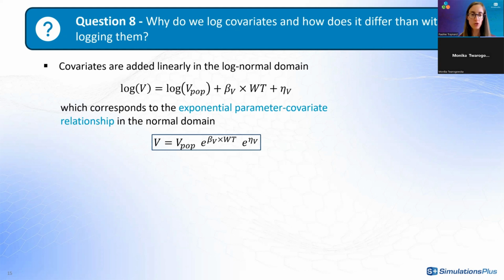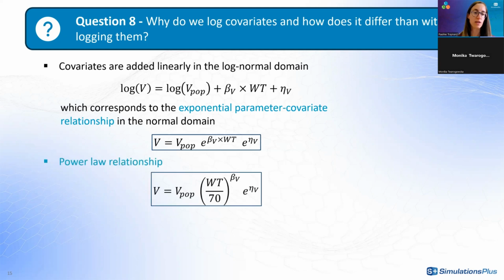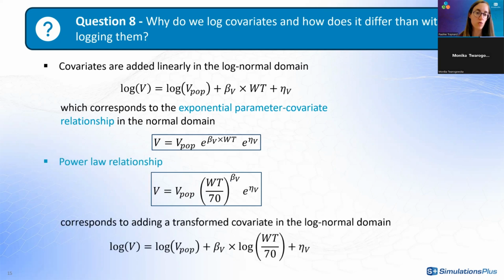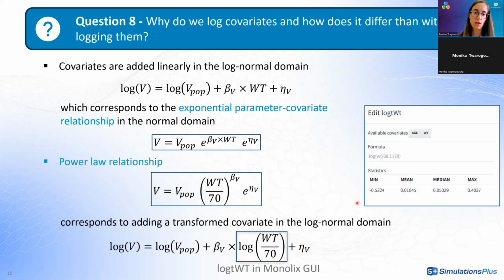But the usual relationship for continuous covariates effects is the power law relationship that looks like this. And in order to define this instead of the exponential relationship here, it is necessary to log transform the covariates. So here to define the log of weight divided by a typical value instead of weight. And this can be done in the interface directly. And it looks like this by giving a formula.